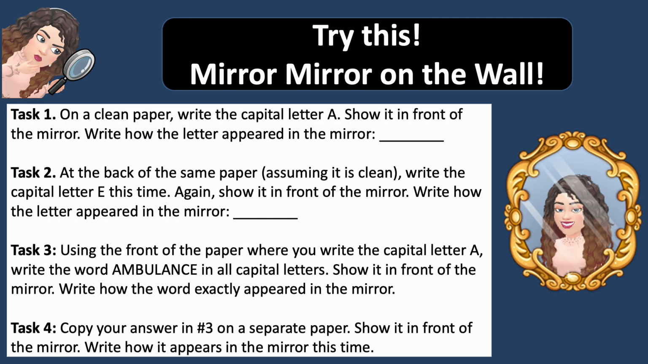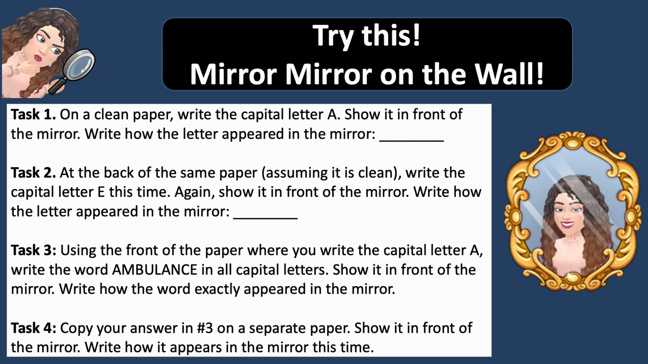For today's lesson, I want you to become explorers and discover how the mirror works. I provided 4 activities, and this activity is entitled Mirror, Mirror on the Wall. For task 1, on a clean paper, write the capital letter A. Show it in front of the mirror and write how the letter appeared in the mirror. For the second task, at the back of the same paper, assuming it is clean, write the capital letter E this time. Again, show it in front of the mirror, write how the letter appeared in the mirror.